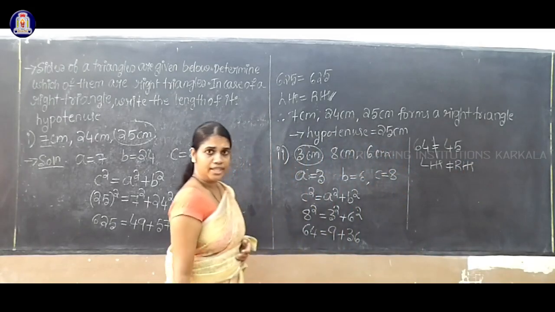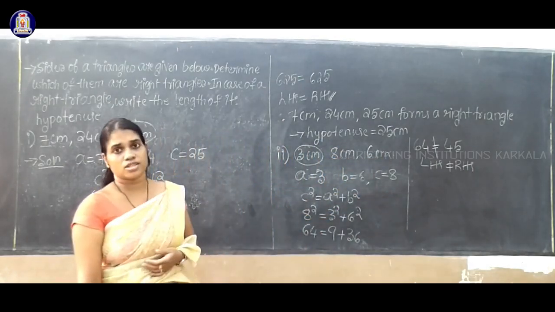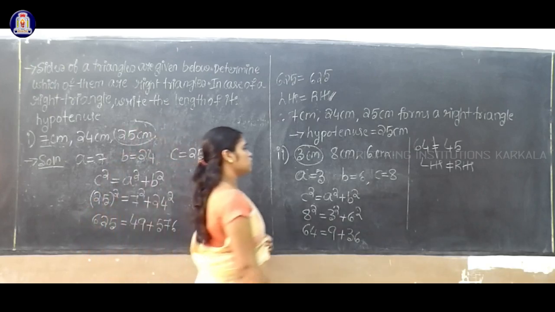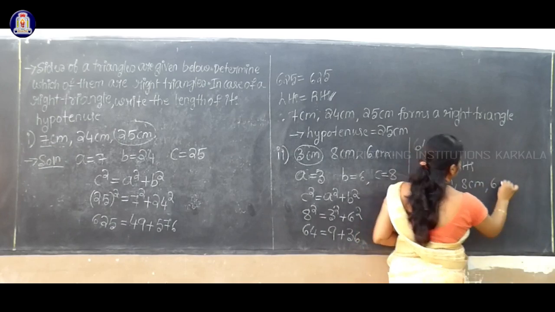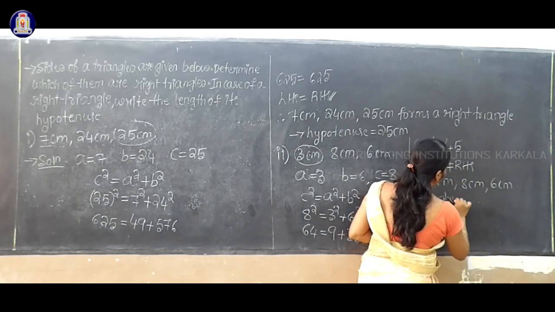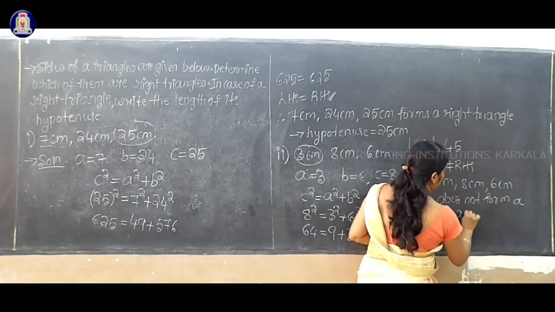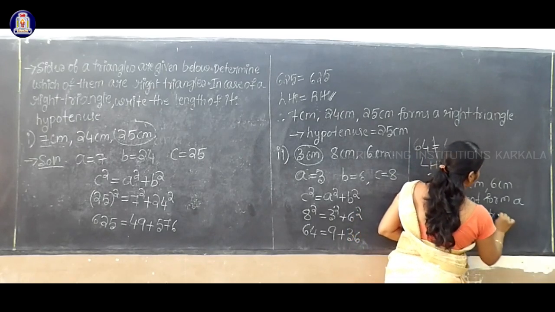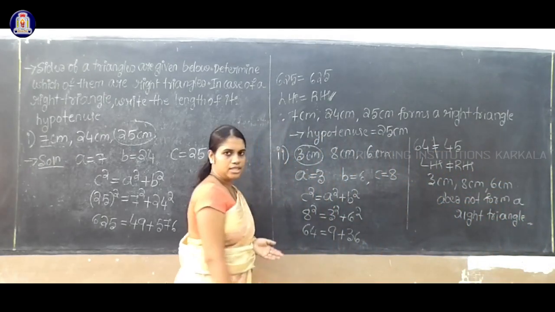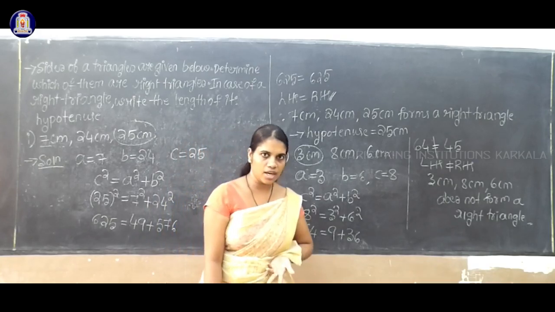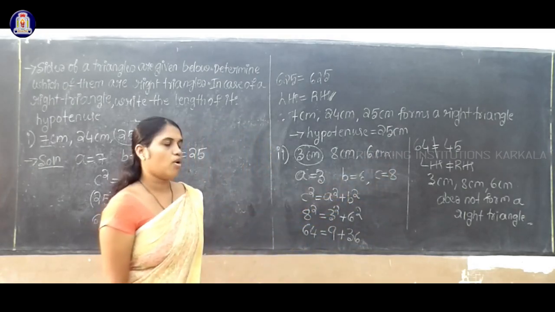So what does it indicate? 3 centimeter, 8 centimeter, 6 centimeter does not form a right triangle. So this is the solution. If LHS is equal to RHS, then you can say it will form a right triangle. If LHS is not equal to RHS, then you can say it does not form a right triangle.